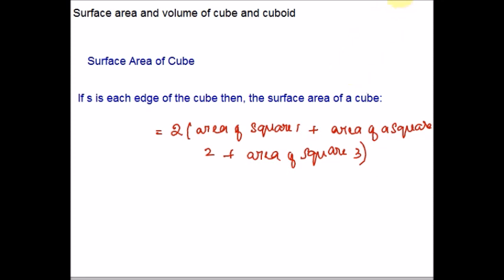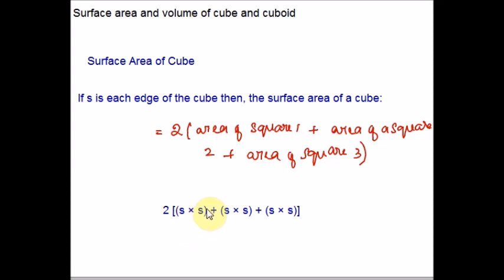So what is a cube? A cube is the 3D representation of a square and has all equal sides. The length, breadth, height in a cube are the same and termed as sides S. If S is each side of the cube, then the surface area of the cube would be 2 times, very similar to cuboid. So the area of each of the squares is side times side.